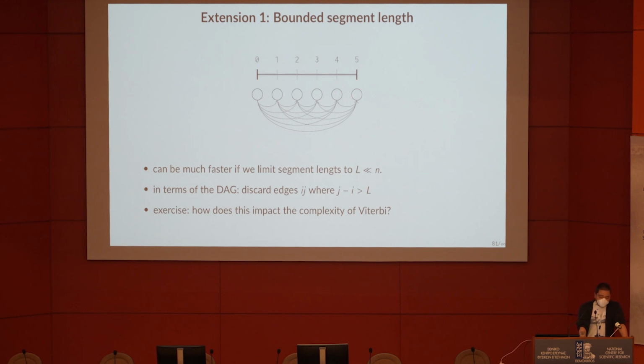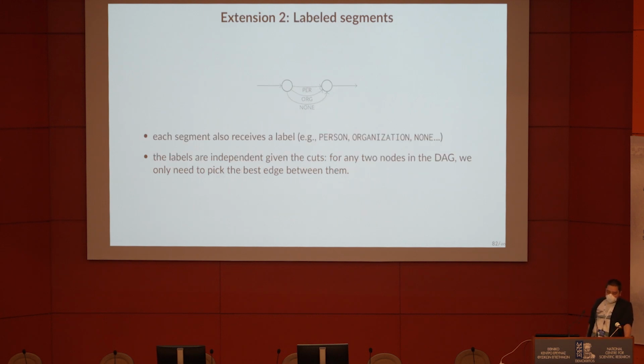Bounded segment length. If you want to make this a bit faster, you can say, for instance, if you know in your data there are no segments of length more than L, which is maybe much less than the sequence length, it corresponds to discarding some edges in the DAG like this. So then you can handle longer sequences. How does this impact the complexity? You can try to solve this as an exercise.